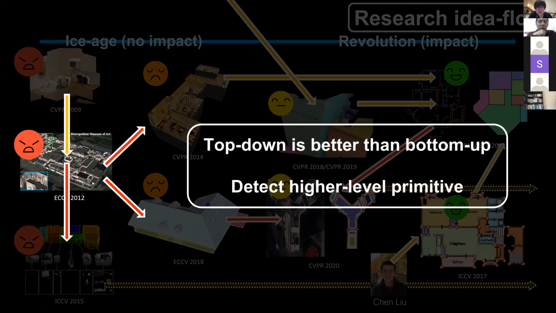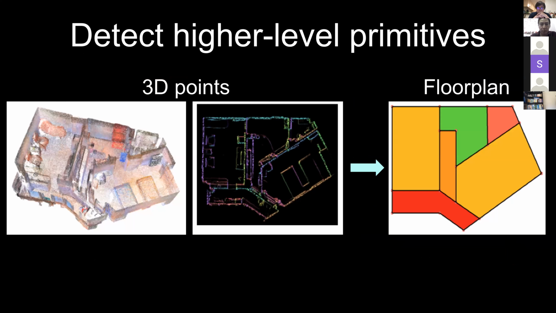So now I want to talk a bit more technical content. What are the lessons I learned? What are the important things you have to know in doing structured geometric reconstruction? When we did research around this, these were the lessons I learned. Top-down procedure is better than bottom-up. If you detect primitives, you want to detect higher level primitives as much as possible. And this is the meaning.